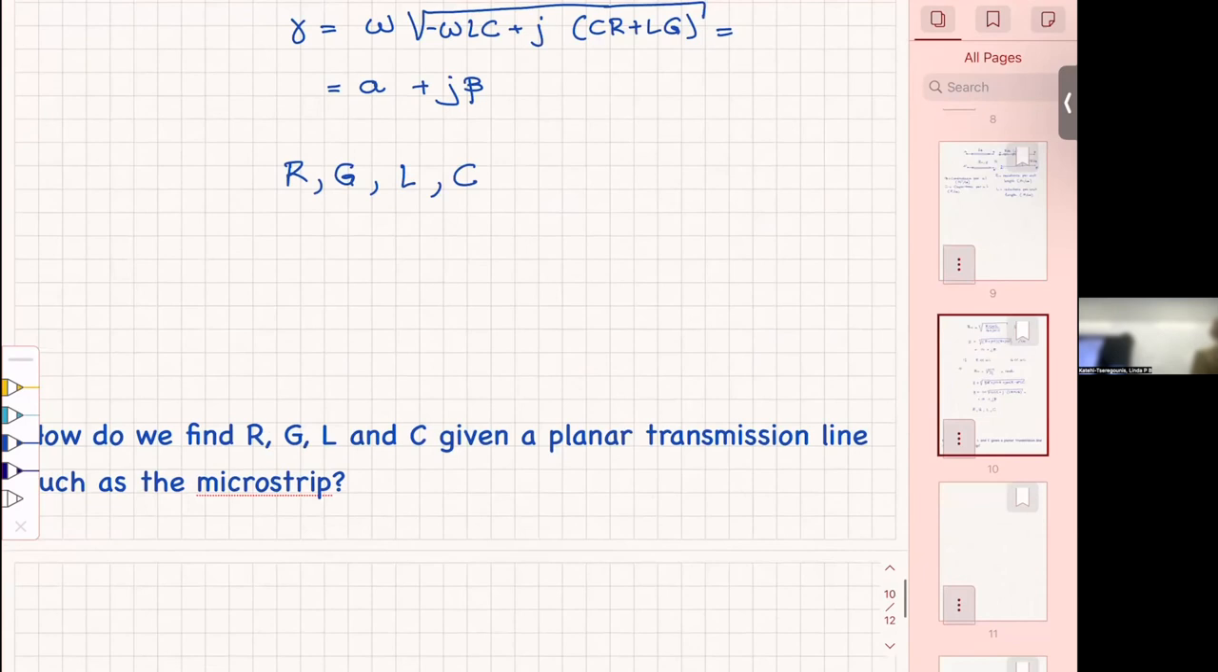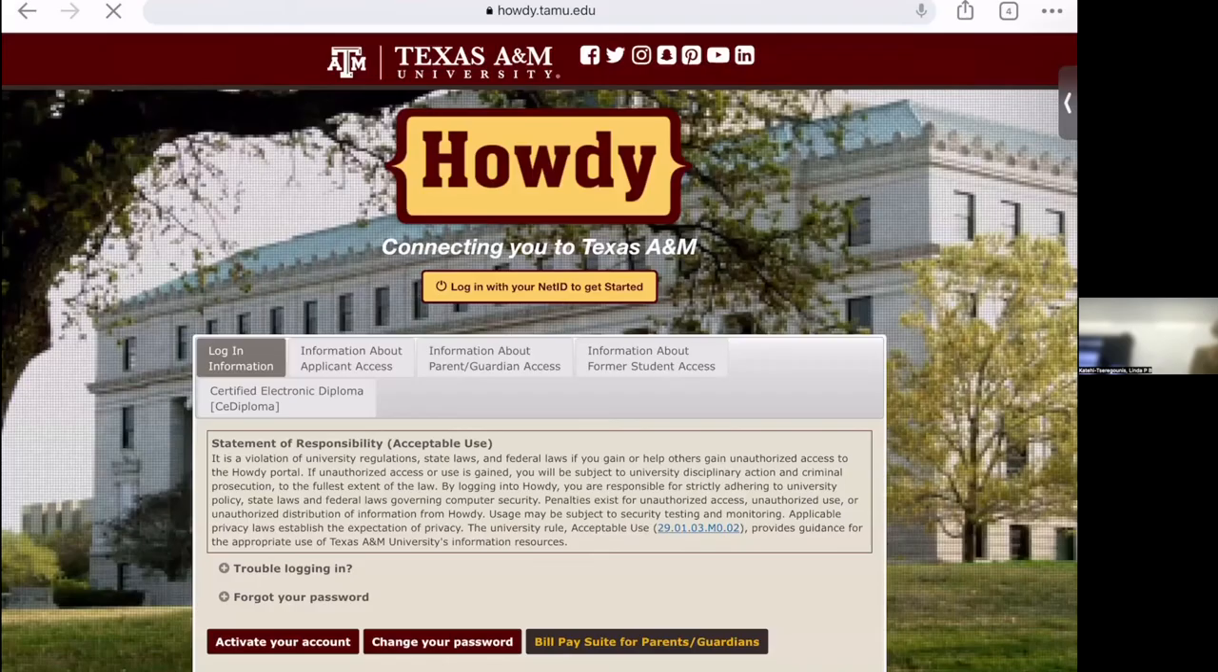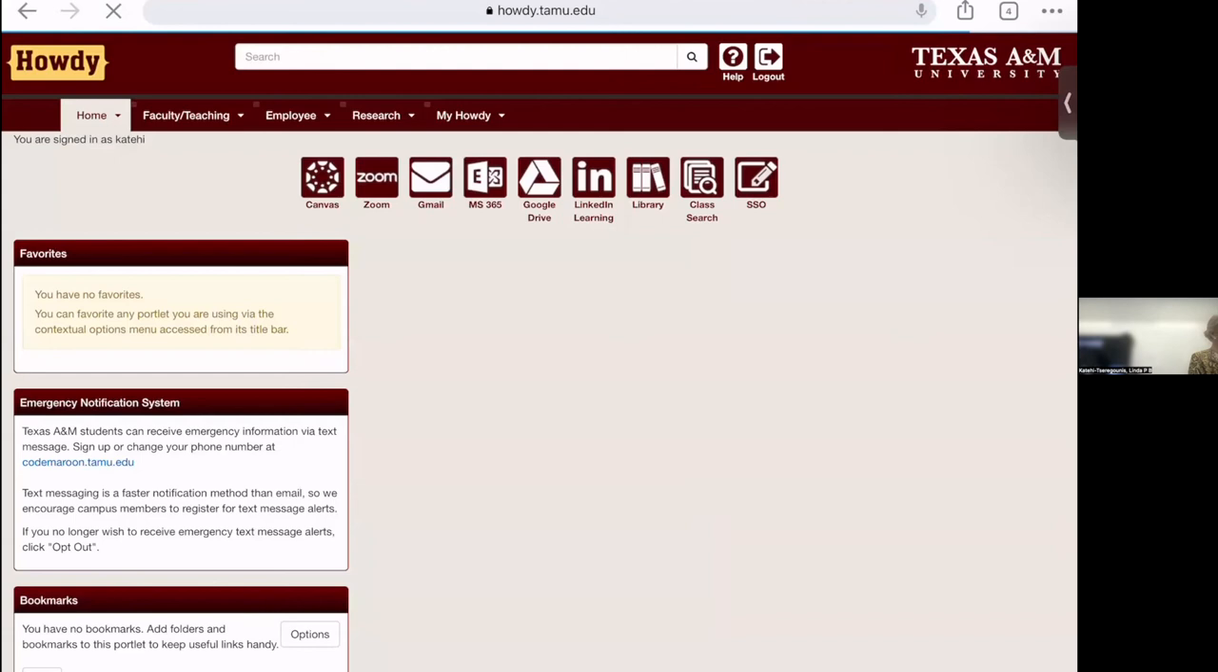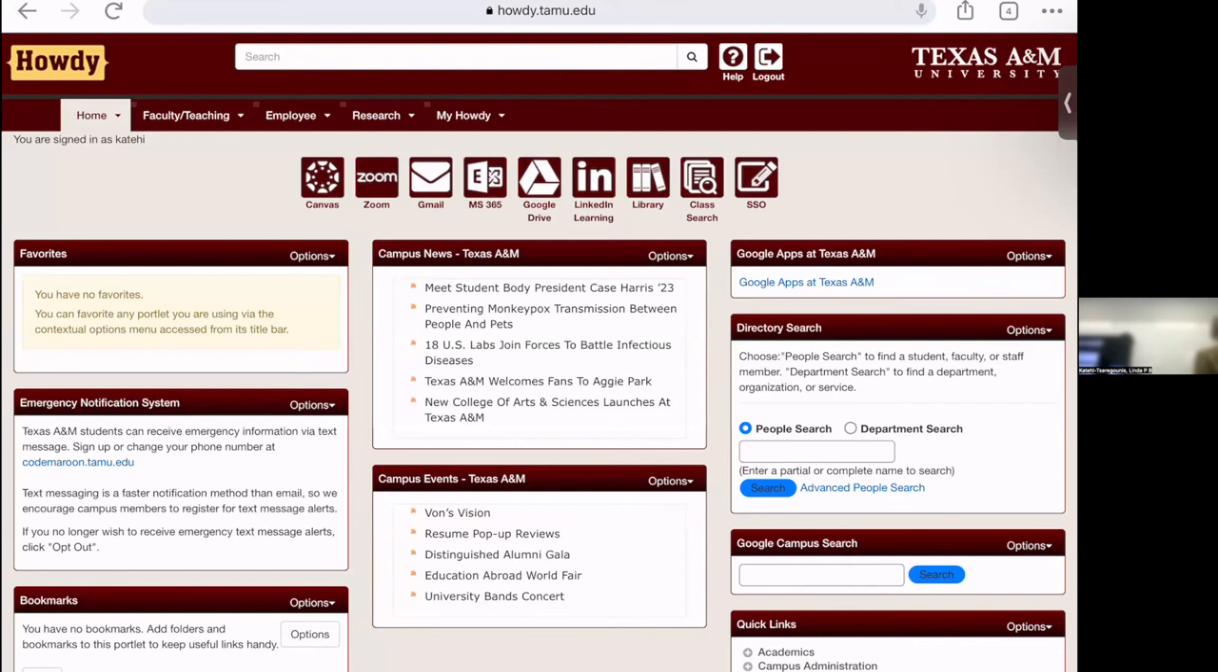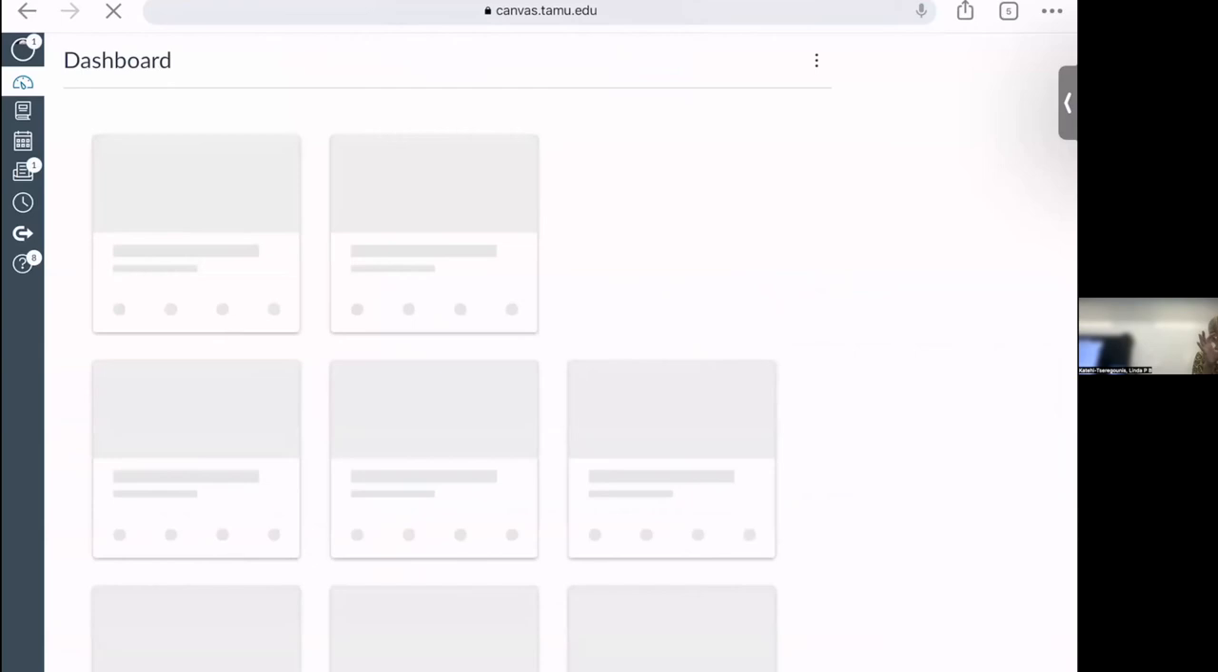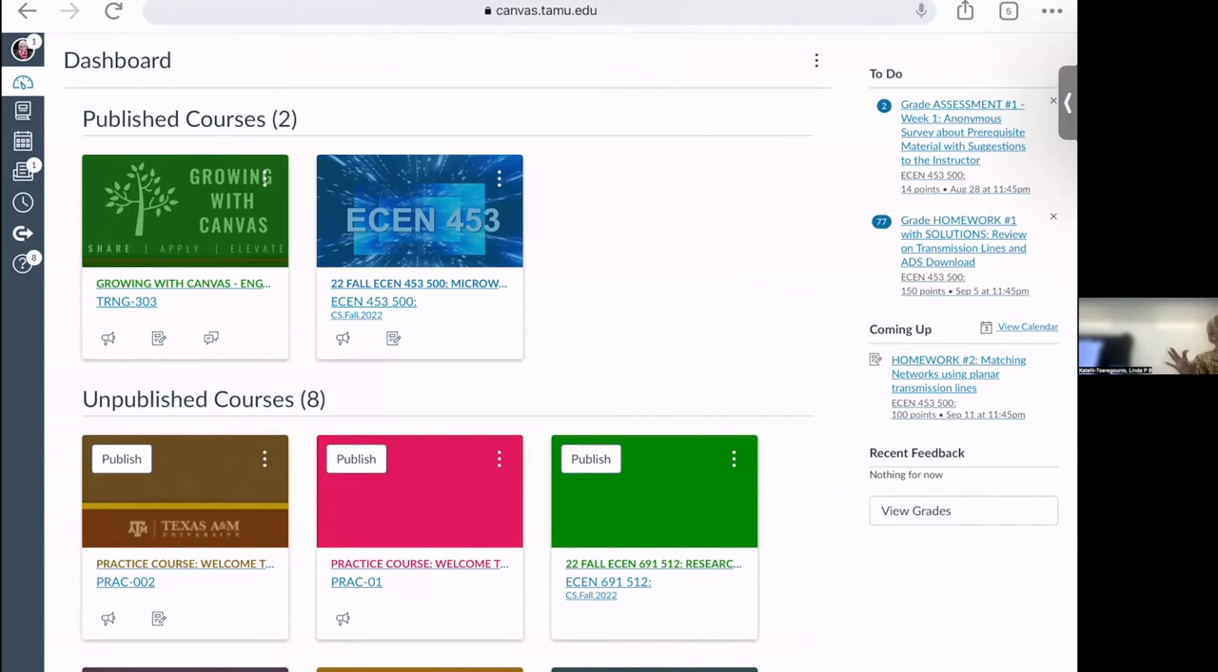Now I'm going to show you another file that I have already placed on Canvas, and it will also be in your textbook. I will show you where in the textbook to find the formulas important for us. The formulas I would like to use are primarily to go from R, G, L, and C that somebody gives me to Z naught and gamma, which we have seen, but also how to go from the geometry of the microstrip to R, G, L, and C. That's not obvious.